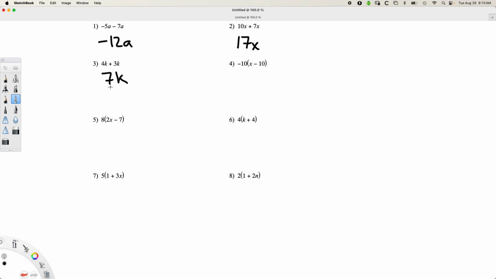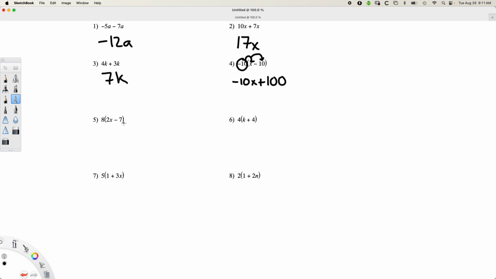Okay. Our next problem is a distribution problem. So I have to take this negative 10 and distribute it to each of the terms. So negative 10 times x is just negative 10x. Negative 10 times negative 10, a negative times a negative becomes a positive. So 10 times 10 is 100. So that's negative 10x plus 100.